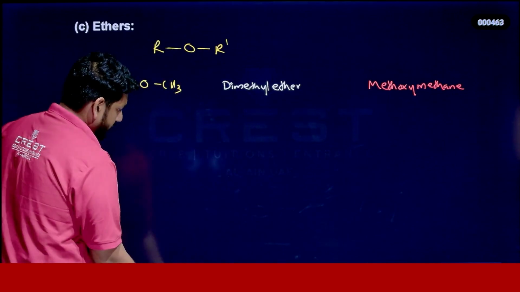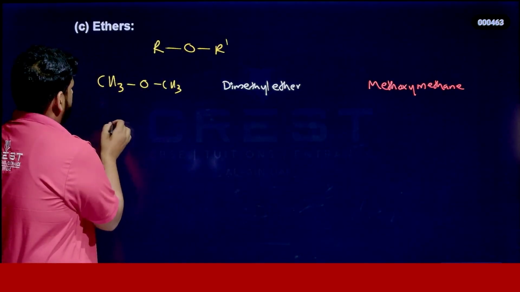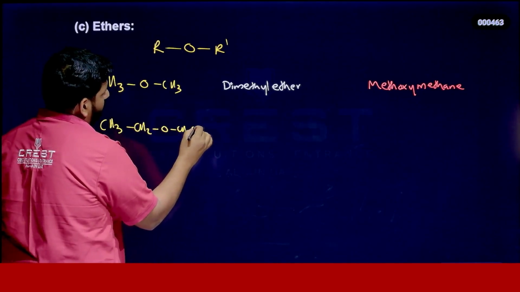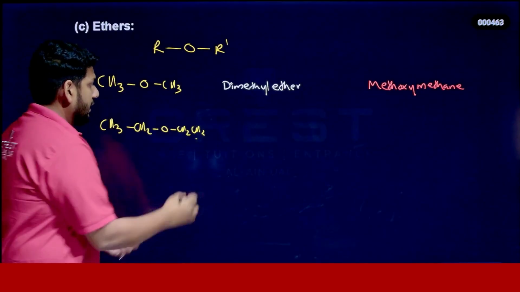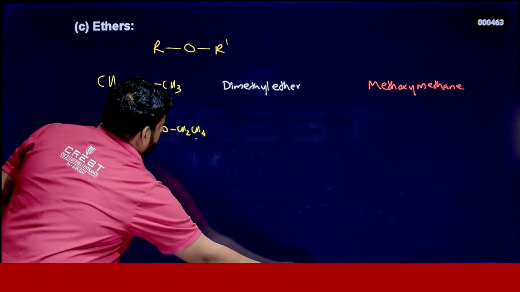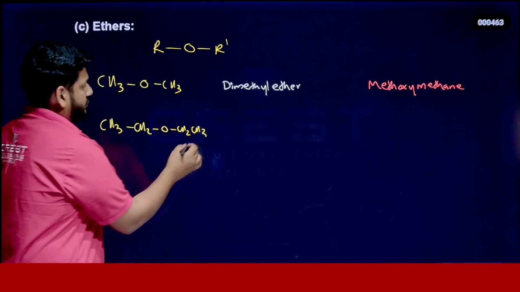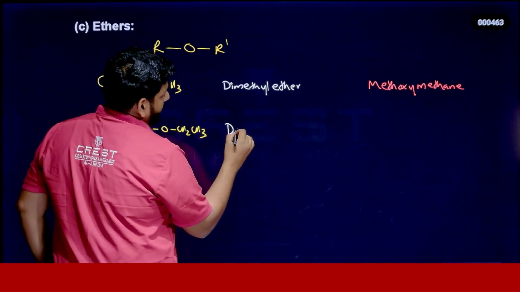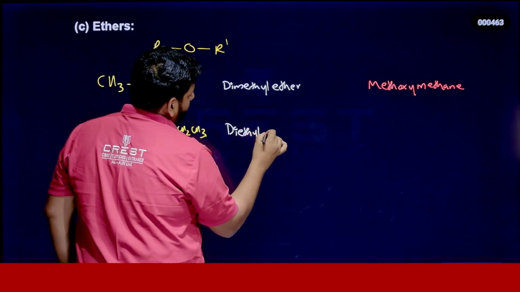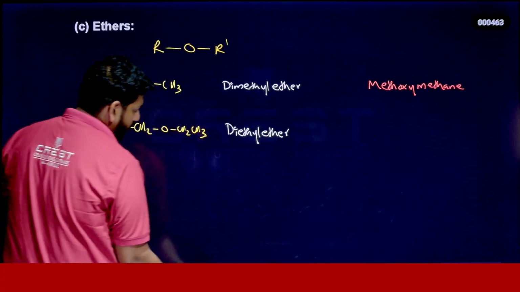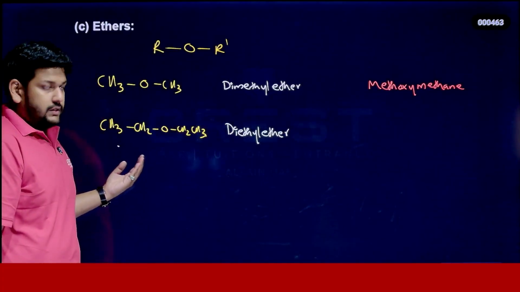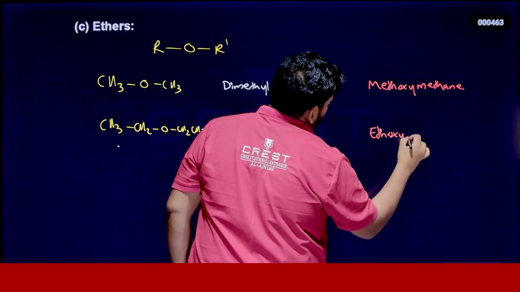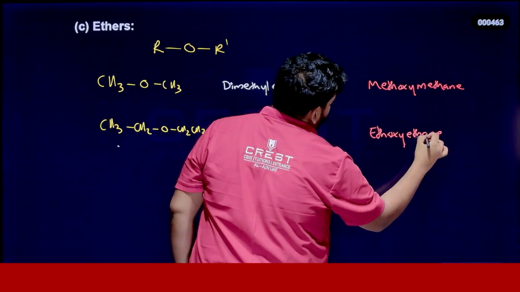Look, I will give you another example. The next one is CH3CH2-O-CH2CH3. Here both sides we have an ethyl group. So the common name will be diethyl ether. What about the IUPAC name? You can add oxy with one, so ethoxy ethane. That's all.